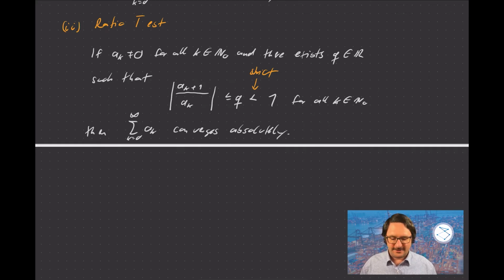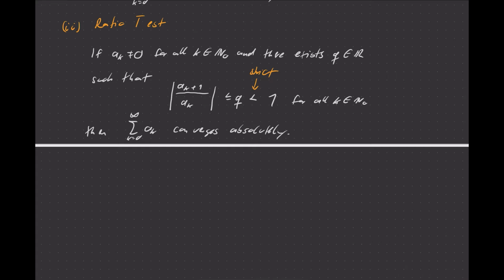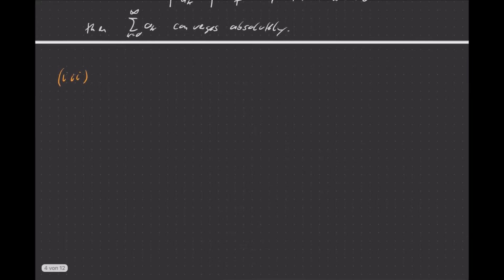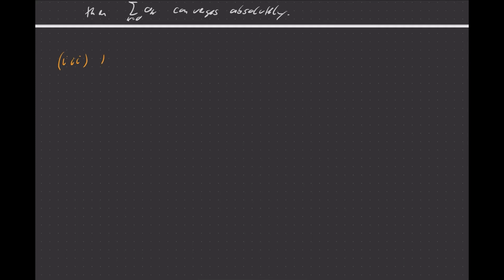Also note that in this version here, we need this ratio to be strictly less than 1 for all k in N_0. And this is something that can be relaxed, and again, I'll talk about that in a minute, because it also applies to all the other tests. So let's first list the third test in that row here. That is called the root test.